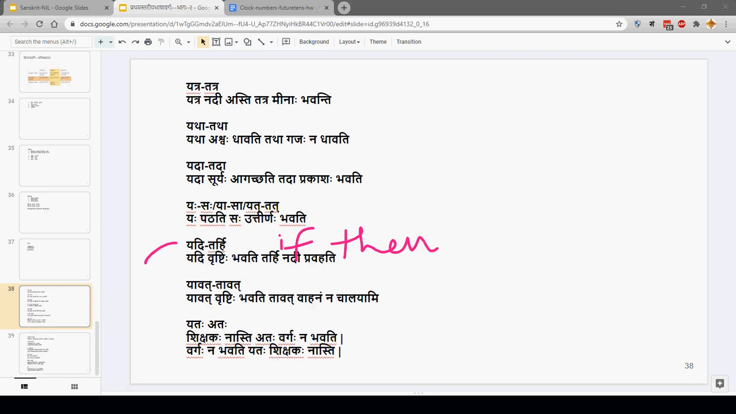Yadi deepah asti, tarhi aham pathitum shaknomi. Or yadi deepah asti, tarhi aham pathami. So remember, there's a difference between yada tada and yadi tarhi. Yada tada is when. Yada deepah asti tada aham pathami. When there is a light, then I am going to read. Now this is like if, then. Yadi deepah asti tarhi aham pathami. If there is a light, then I will read.